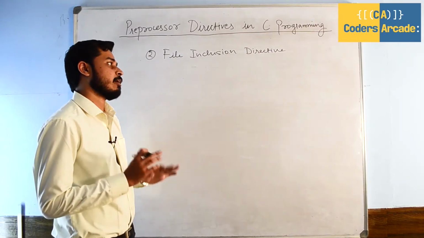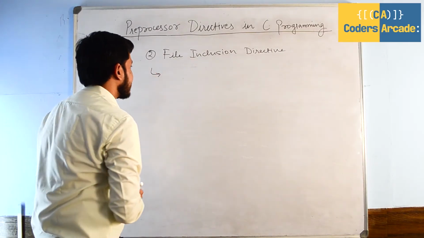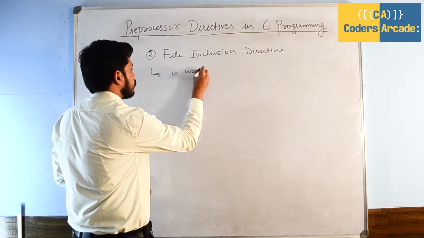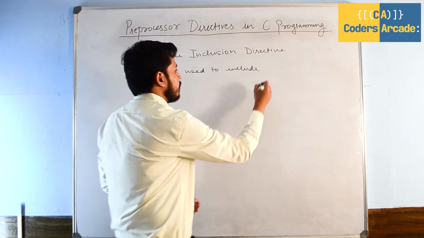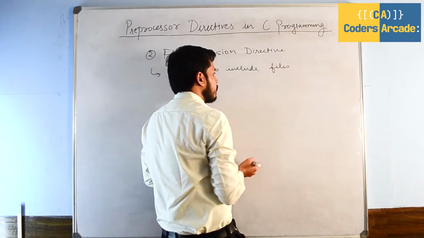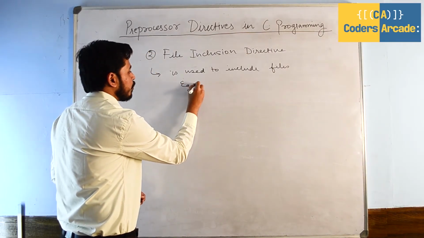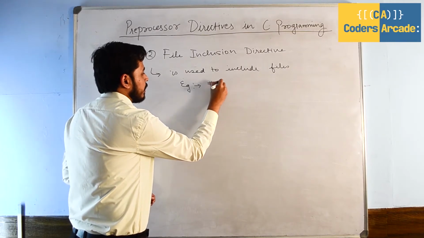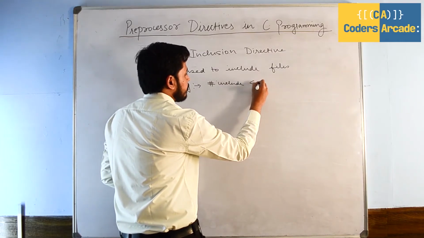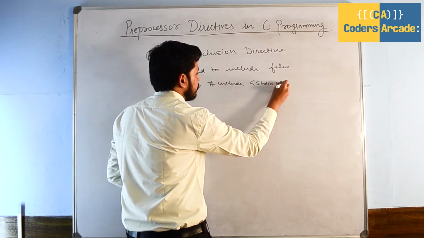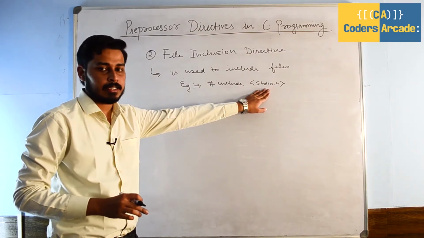So what do you mean by file inclusion directive? As the name suggests, this directive is used to include files. So an example for this is, we already know, #include, we write stdio.h, right? So this is an example. So we are including the stdio.h file here.